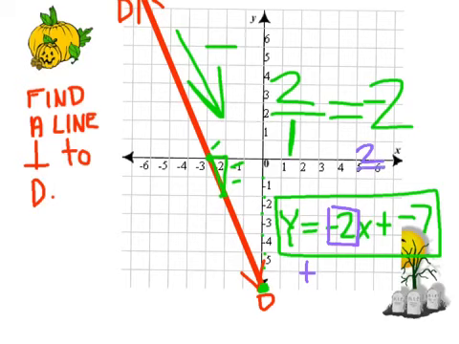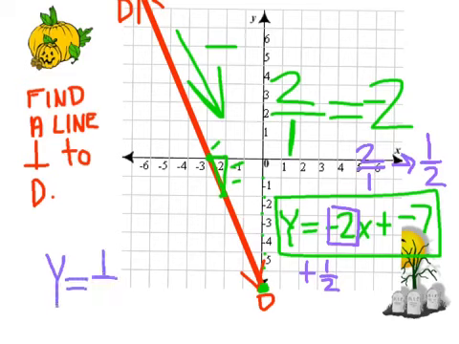Our 2 is the same thing as 2/1. What's the reciprocal of 2/1? 1/2. Alright, good. So it's going to be a positive 1/2. So our new equation, the slope is going to be 1/2. So we have y is equal to 1/2x.